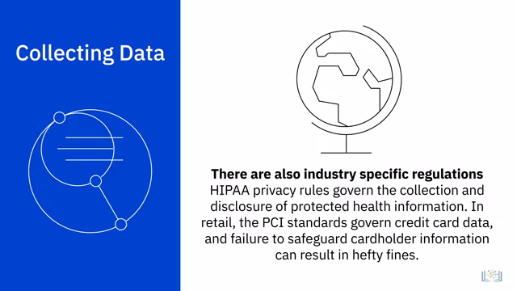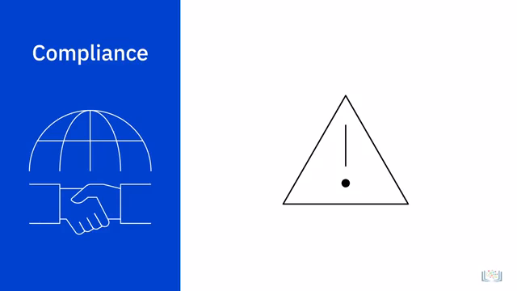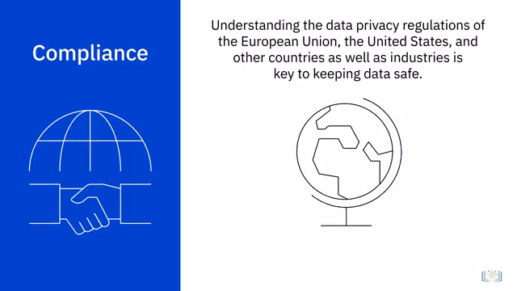With a basic understanding of these policies, we are able to remain compliant when handling any sensitive information. Unfortunately, breaches in customer data are an all too common occurrence, and understanding how to remain compliant is essential. Understanding the data privacy regulations of the European Union, the United States, and other countries as well as industries is key to keeping data safe. Companies must comply with these privacy regulations at all times, and also make sure policies are readily accessible to employees.